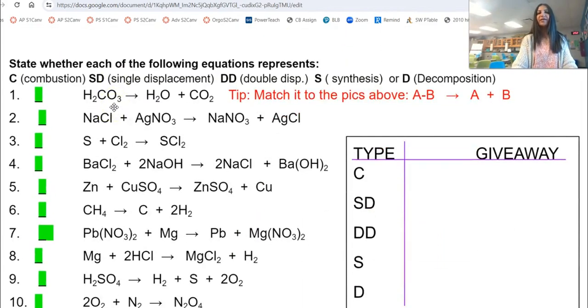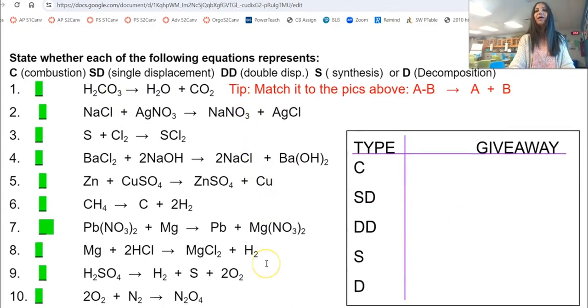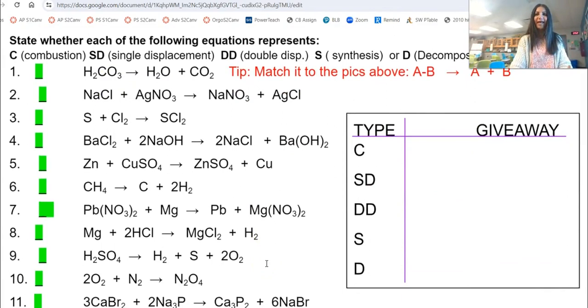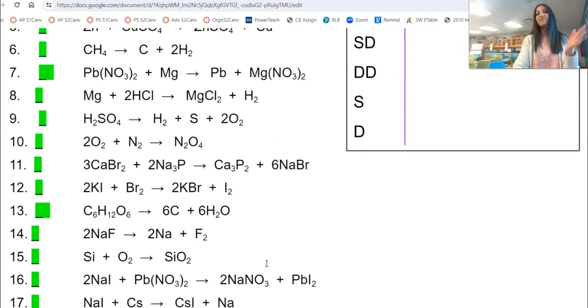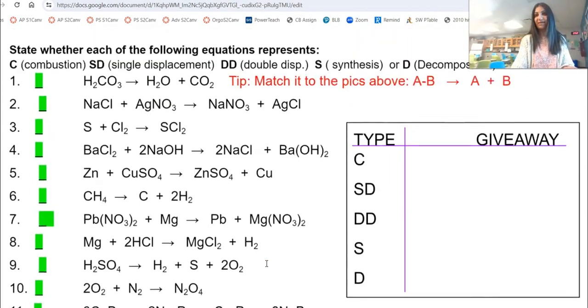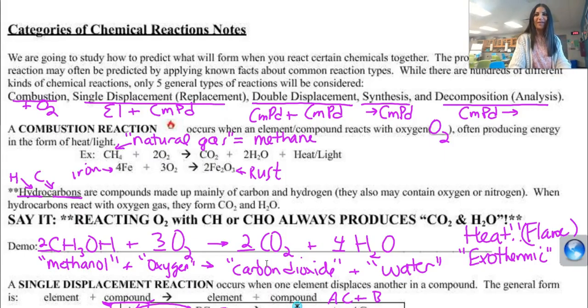What we're going to also do together is figure out what the giveaways are. If we can figure out what the giveaways are, then any equation that we're given, we can very quickly take a look at and see what type of reaction it is of the 5 types that we're being given. Okay, so let's take a look back at the notes real quick. So we've got 5 different types, just to kind of refresh our memory here.